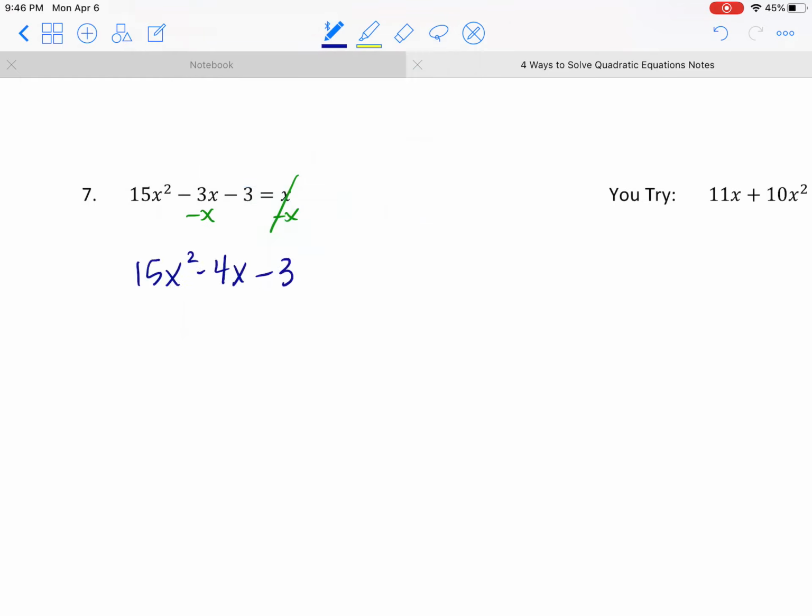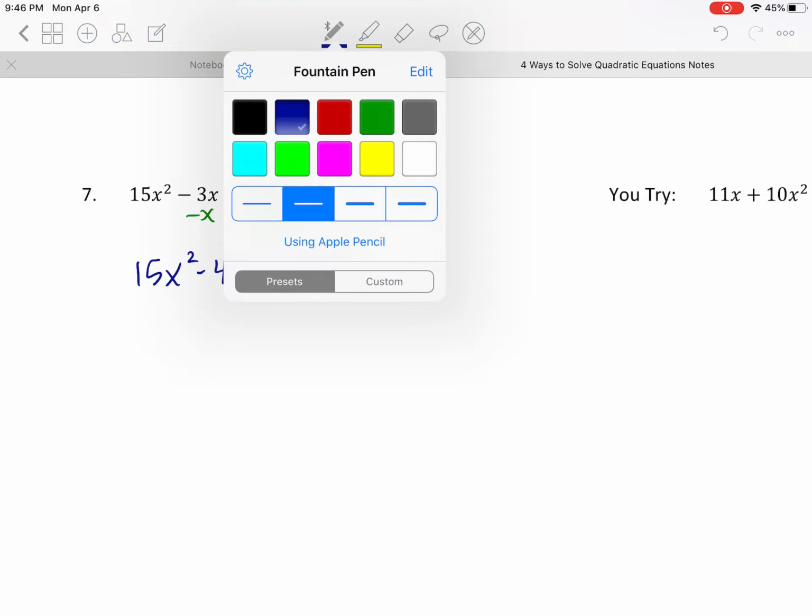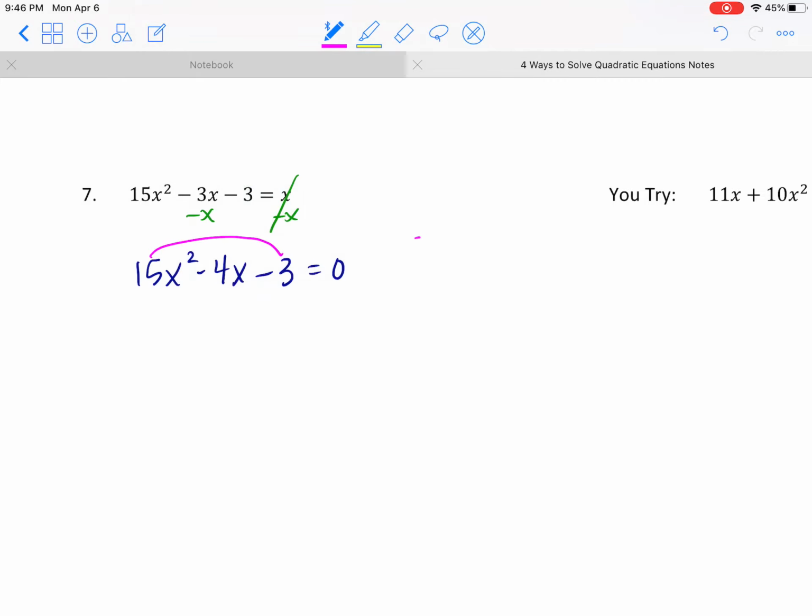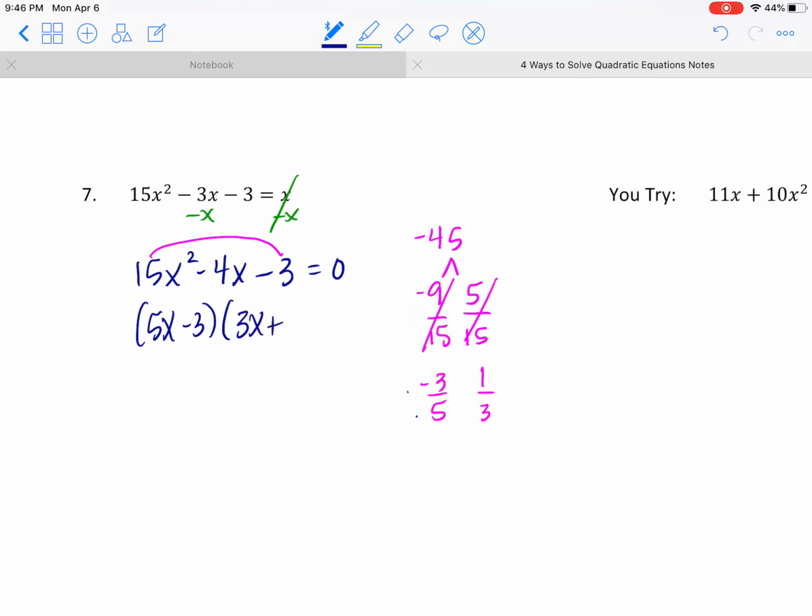Here, again, we want a 0, so we're going to start by subtracting this x over and just make sure it goes to its like term. So we're looking at 15x squared minus 4x minus 3 equal to 0. So 15 times negative 3 is negative 45. To get a negative 4 in the middle, we can use a negative 9, a positive 5. Both of those have to be divided by 15. This is going to reduce to negative 3/5. This is going to reduce to 1/3.